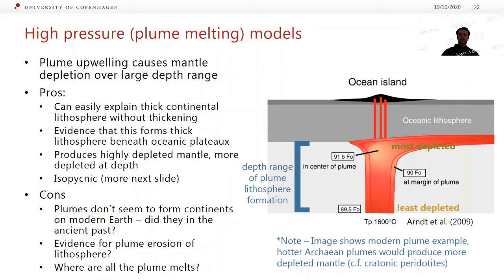There's also some evidence that on the modern Earth, where we do get plumes impinging beneath continental lithosphere, it actually erodes the continental lithosphere and makes it thinner rather than thickening it. So that's not very useful.